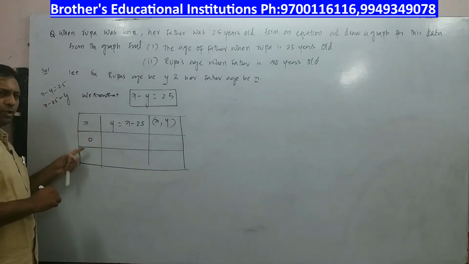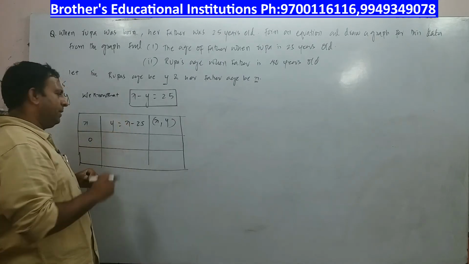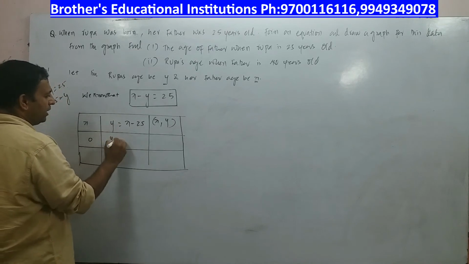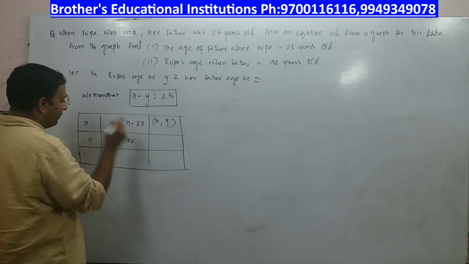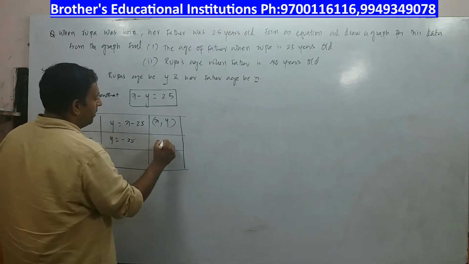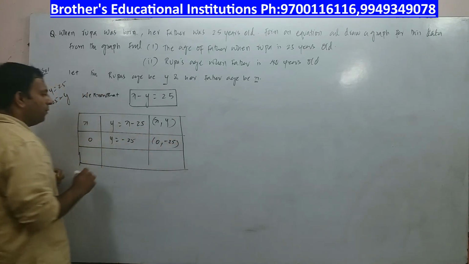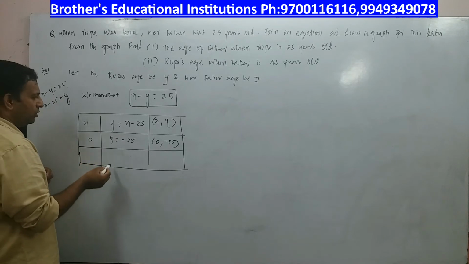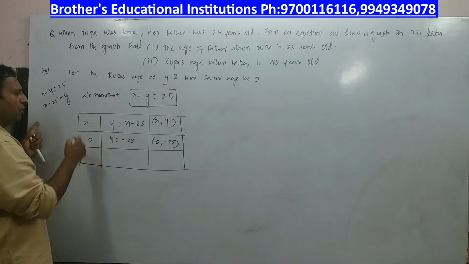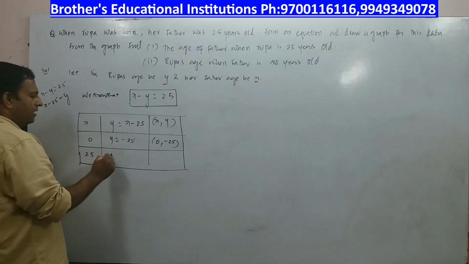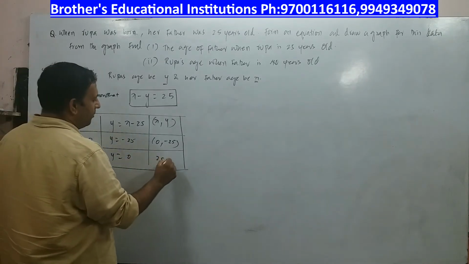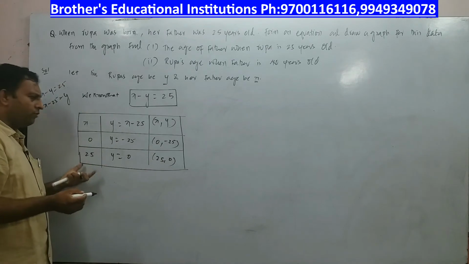Let us take x is equal to 0. When x is equal to 0, y value is minus 25. So y is equal to minus 25. So the ordered pair will be 0 comma minus 25. Now let us take y value is equal to 0, or x value is equal to 25. If I take it, what will happen? 25 minus 25, it will be 0. So the ordered pair will be 25 comma 0. Alright, so it's your wish, you can take any value.